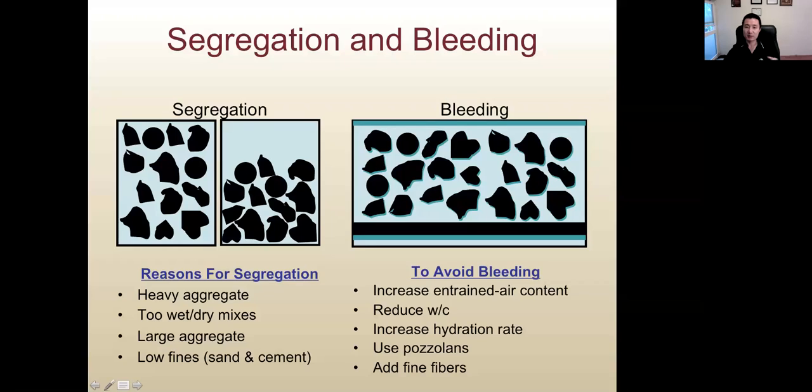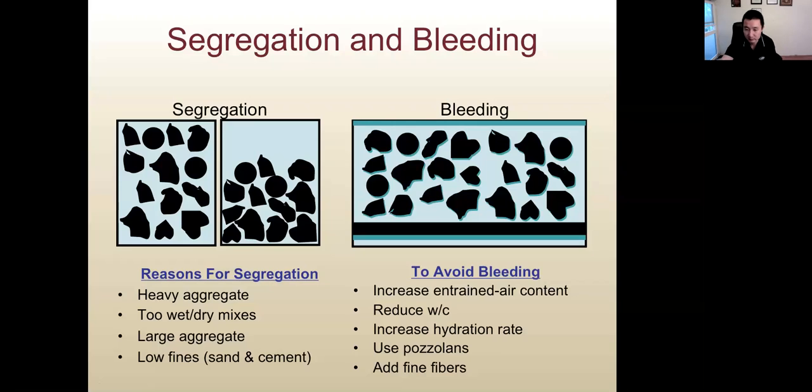Bleeding is the separation of mixing water from cement. For example, we see some water on top of the concrete. Some of the water is also trapped beneath the aggregate and also beneath the reinforcement. So that will reduce the bonding between the reinforcement and the aggregate with the cement paste.